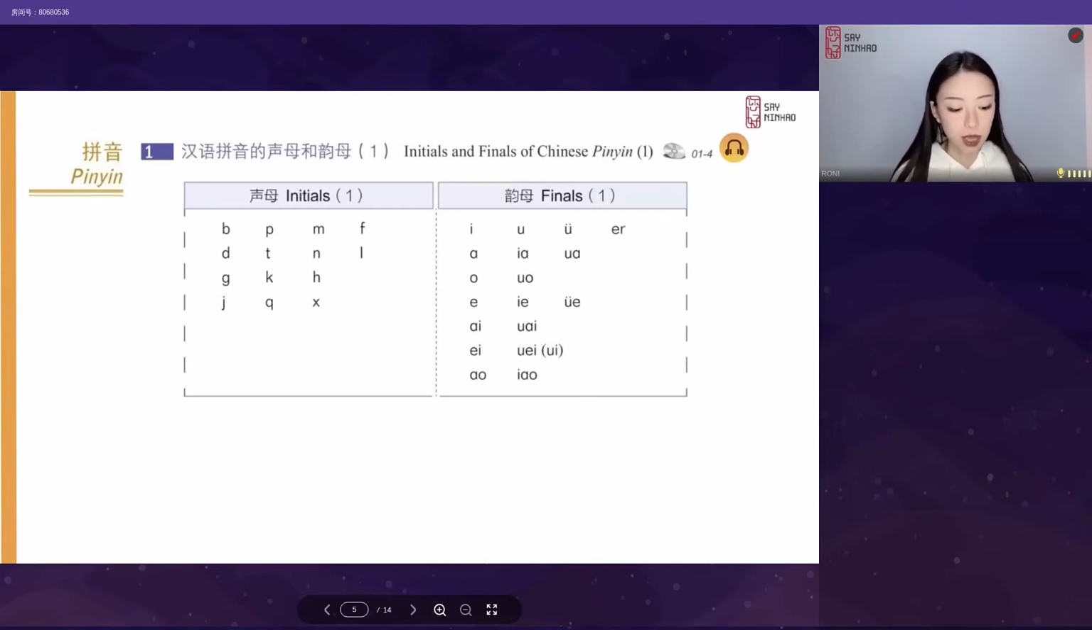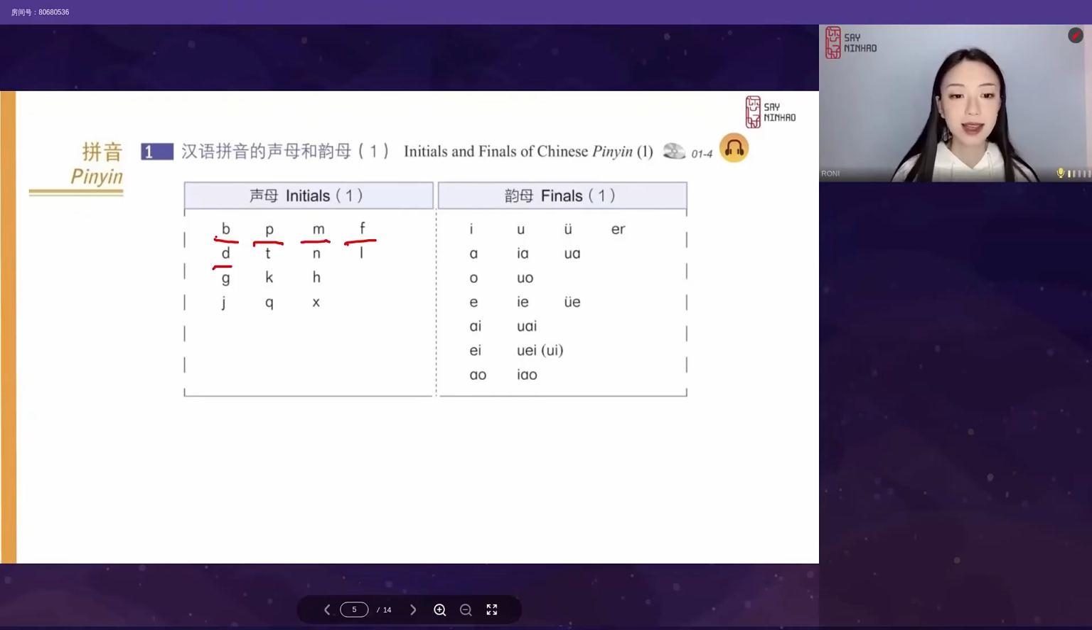Okay, first one is 波, 波. This one is 波. Okay, next one is 坡, 坡. Next, read after me, please. 摸, 摸, 摸. Next is 佛, 佛, 佛.